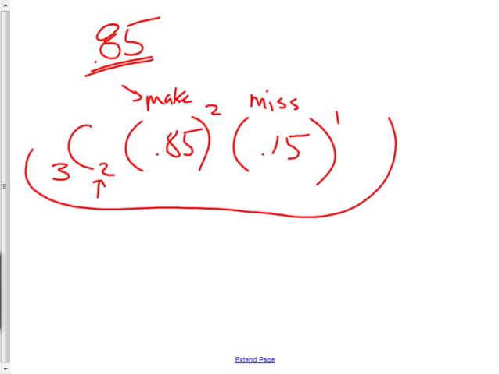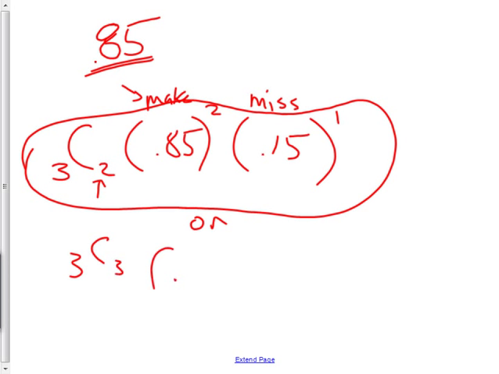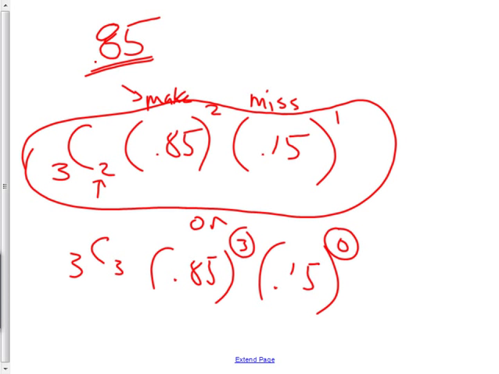How many of you wrote that down? And you did it right. Okay? But what if I change it to make at least 2? Then I could make 2, or you get that I would add another one to that, and I could make 3. 3 choose 3, 0.85 to the 3, 0.15 to the 0, because these two have to add together to make 3. Alright, so then you just add those two together and you have your total.